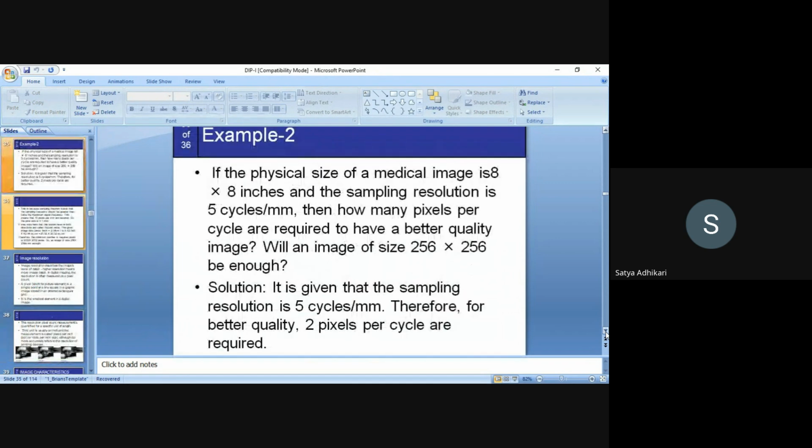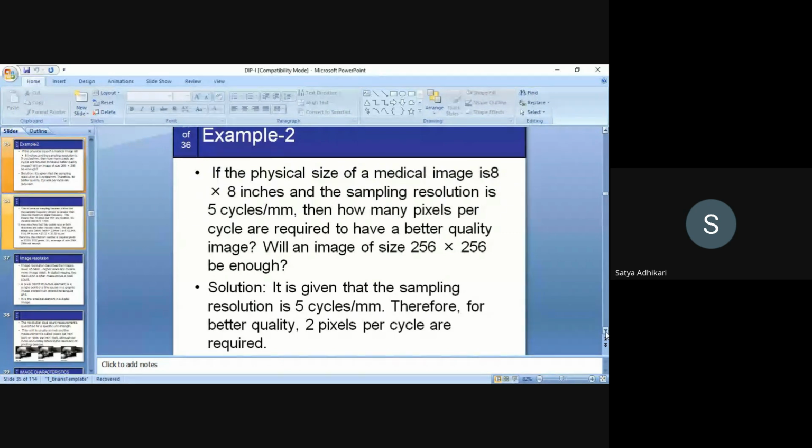So the physical size of the image is 8 into 8 inch, and the sampling resolution is 5 cycles per mm. Then how many pixels per cycle are required to have better quality in an image? So the physical size should be 8 by 8. That is the first question. The answer to the first question is the image size must be 8 into 8 inch.